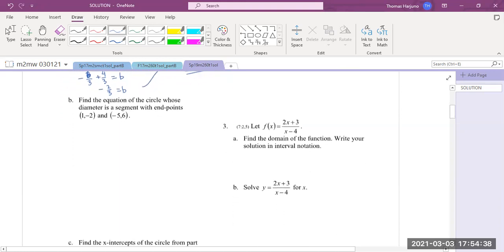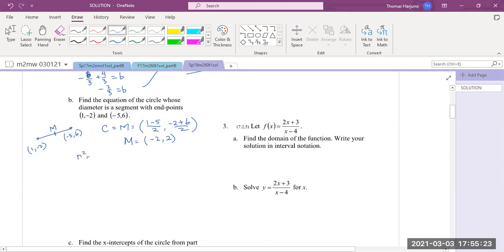Find the equation of the circle whose diameter is a segment with those two coordinates as endpoints. So the endpoints are (1, -2) and (-5, 6). Now we need to find the equation of the circle. But this is a diameter, so the center must be the midpoint, right? The center equals the midpoint, which is (1 plus -5) over 2 for the x component, and (-2 plus 6) over 2 for the y component. The midpoint is (-2, 2).